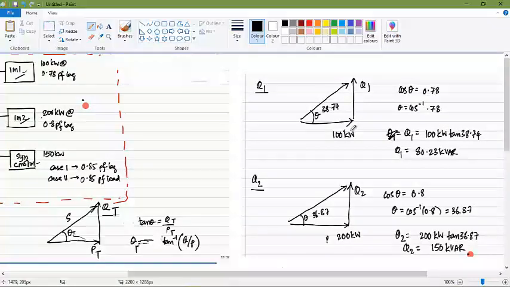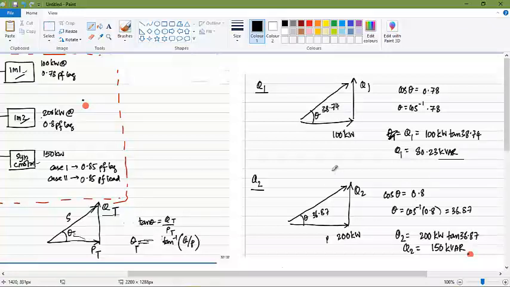Using SOHCAHTOA, we can find Q1, the reactive power of the first motor. Q1 will be equal to 100 kilowatt tan 38.74, and I believe you know why we are using tan. We are using the TOA. So making Q the subject, it will be 100 kilowatt tan theta, and we will get Q1 to be 80.23 kVAR. That's a kilovar, the unit for reactive power.